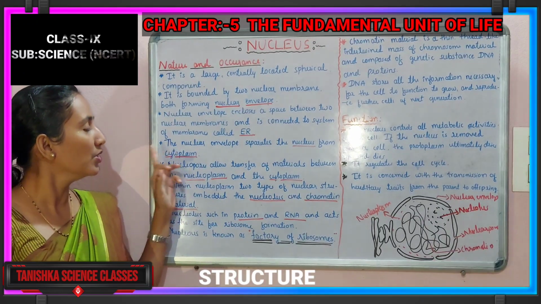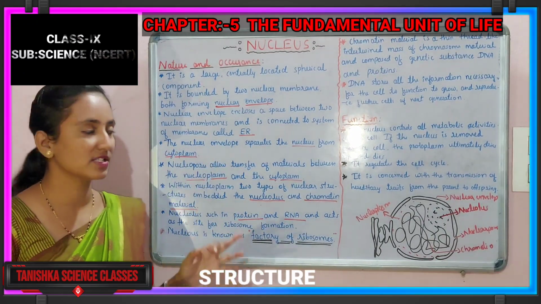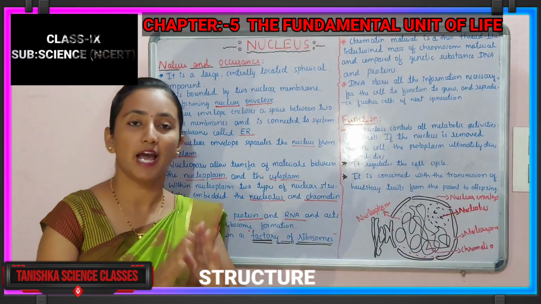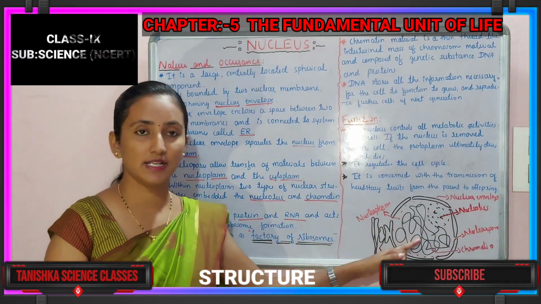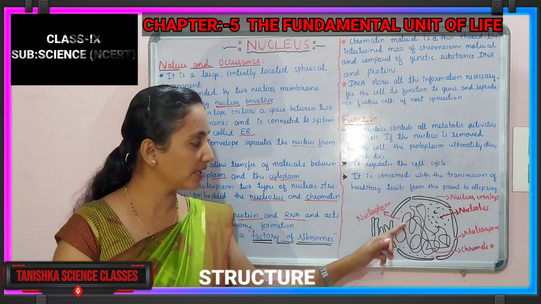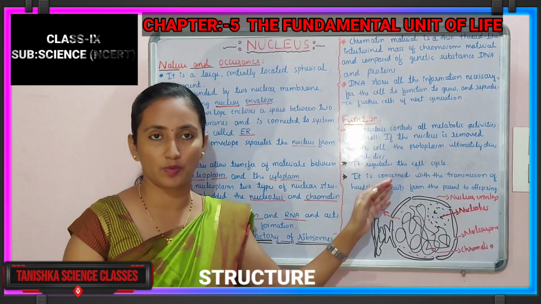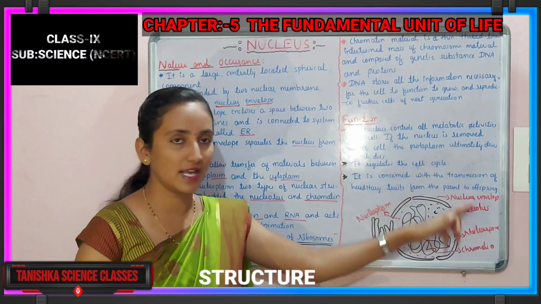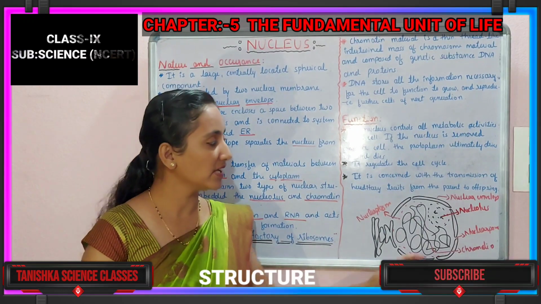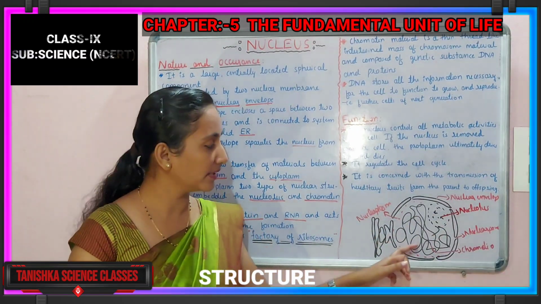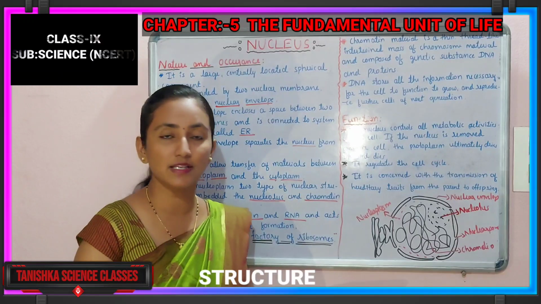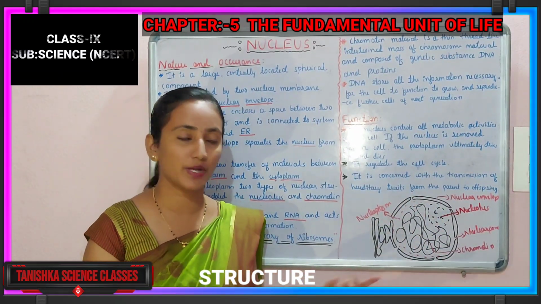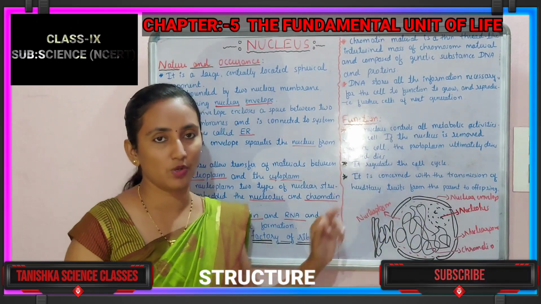Next, the nuclear envelope separates the nucleus from the cytoplasm. As I have already said, it helps to separate the nuclear components from the cytoplasm. This nucleus is within the cell, you know that. In the cell there is cytoplasm, and the nucleus lies within the cytoplasm. So the nuclear envelope helps to separate the nuclear components from the cytoplasm.